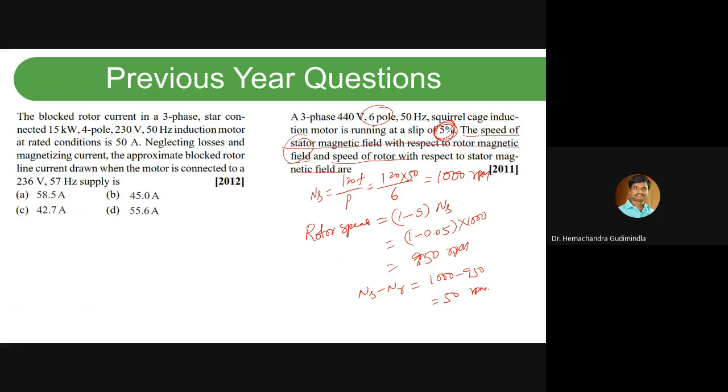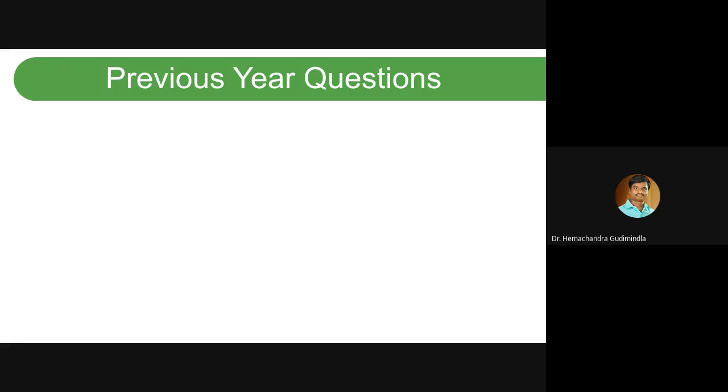Now, this is rotor speed 50 RPM. Now, speed of rotor with respect to stator. The speed of the rotor with respect to rotor is 50 RPM. Now the speed of the rotor with respect to stator. So with respect to stator field, what will happen? This will become Nr minus Ns. So this is 950 minus 1000. So we will get minus 50 RPM. So this is what the answer is for that.